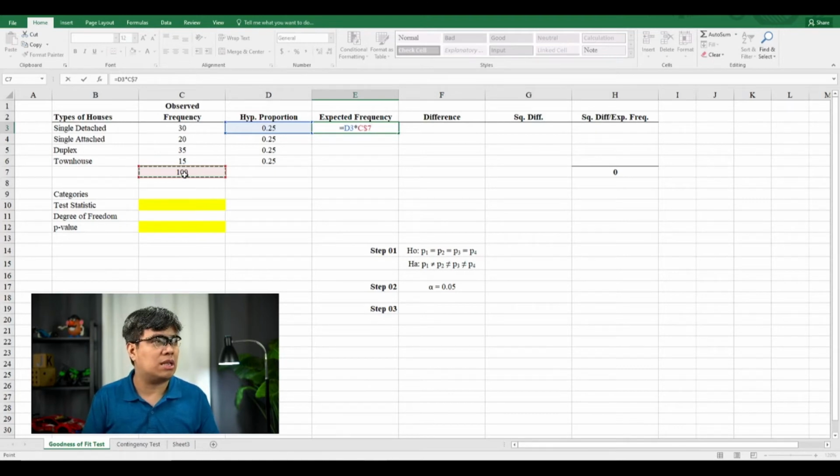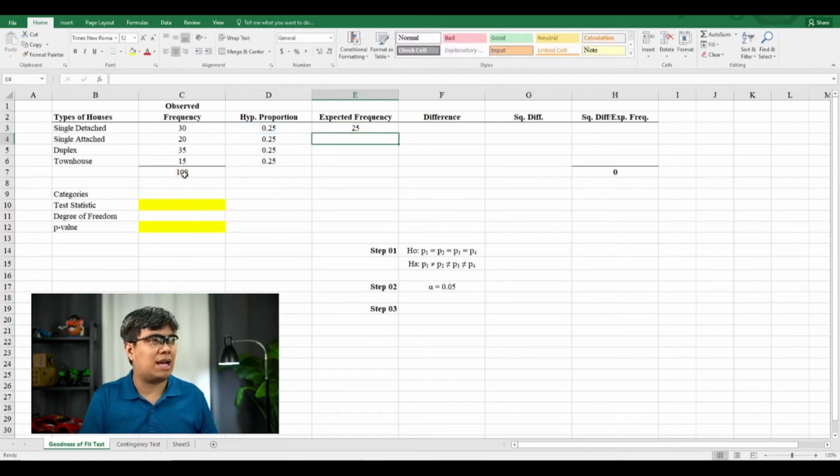Since I'm going to use that total observed frequency of 100, might as well lock the cell by pressing F4. You can see a dollar symbol attached to the column and row total. So you can see here we need both the row and column to be locked.